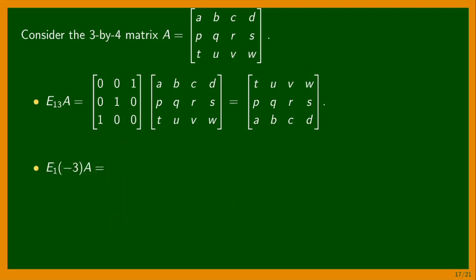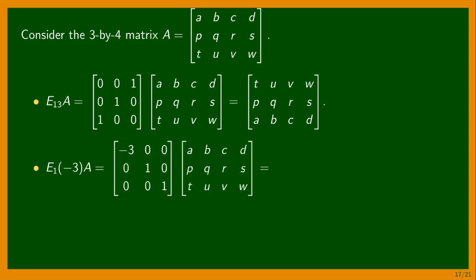As you may have suspected, if you multiply the elementary matrix E1 negative 3 to the left of A, you should get the following as the product. Oh, I'm sorry. These are wrong. I think these are minus 3. Minus 3, minus 3. I forgot the minus sign. So what happened was that minus 3 was just multiplied on the first row.